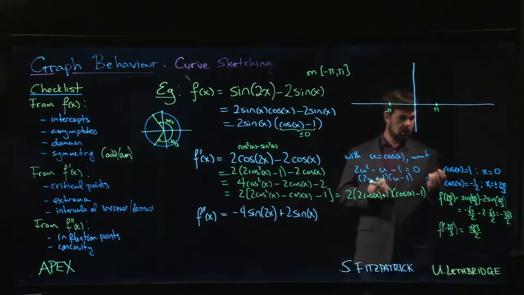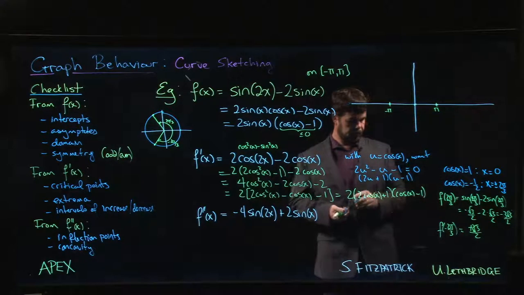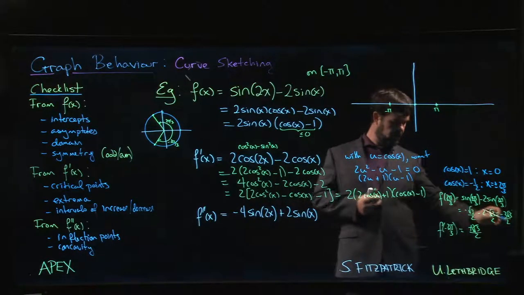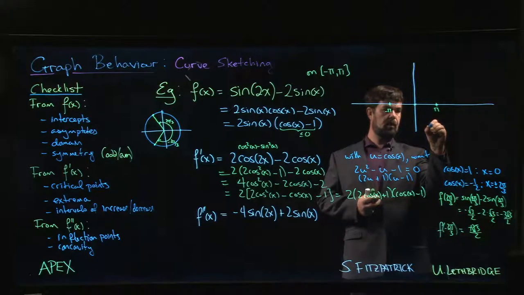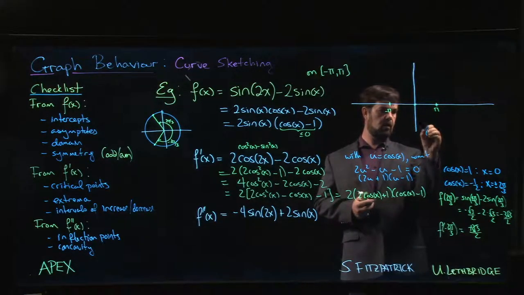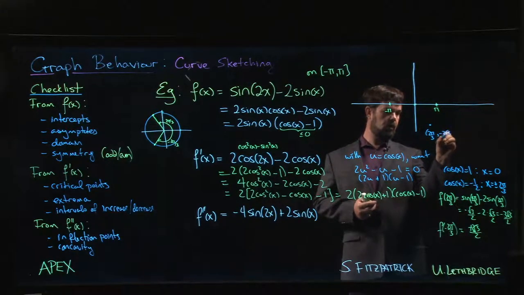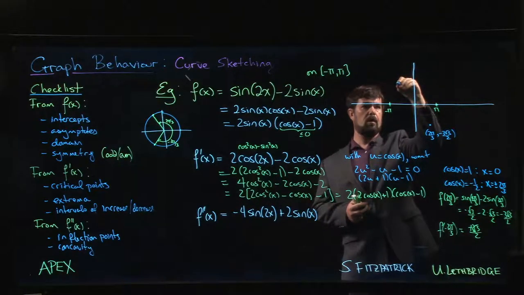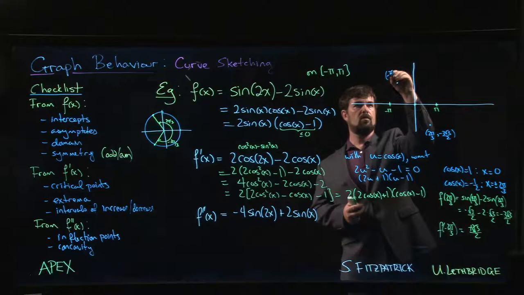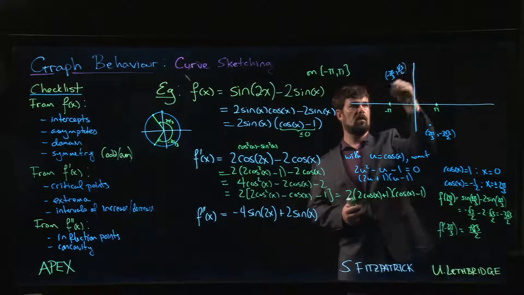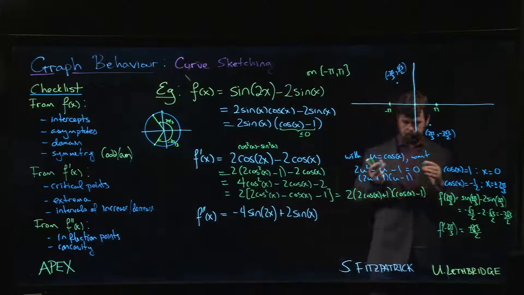So we can plot those two points, right? So at 2 pi over 3, we're down at minus 3 root 3 over 2. So we're something like this, right? So this is going to be 2 pi over 3, minus 3 root 3 over 2. And then over here, kind of equal and opposite, minus 2 pi over 3, 3 root 3 over 2. Okay.